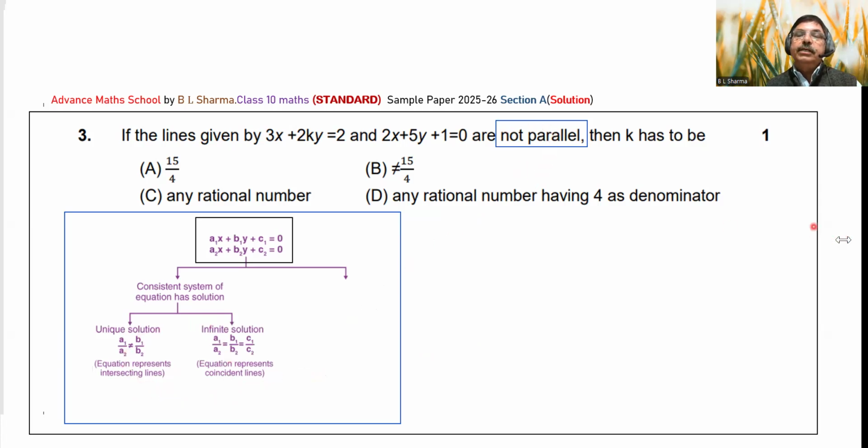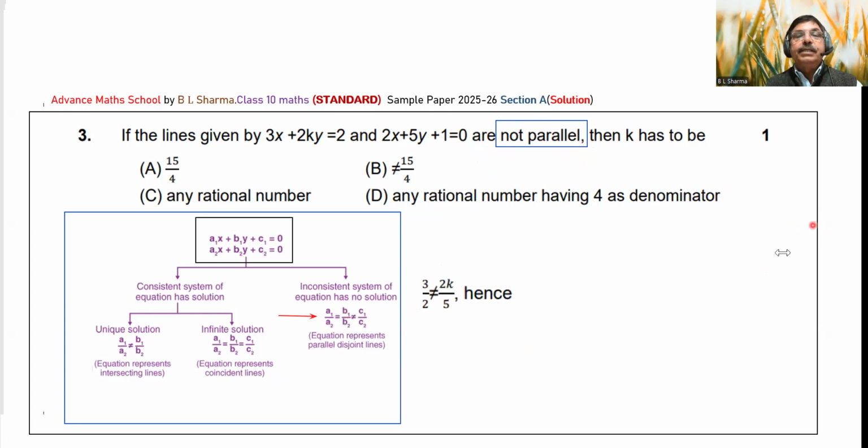But here it is about not parallel. So first, what is the condition for parallel lines, that is inconsistency? An inconsistent system of equations has no solution, meaning the two lines will be parallel, and the condition is a1/a2 = b1/b2 and not equal to c1/c2. But the question is not for parallel lines, it is for lines that are not parallel. For that, the condition is a1/a2 should not be equal to b1/b2.